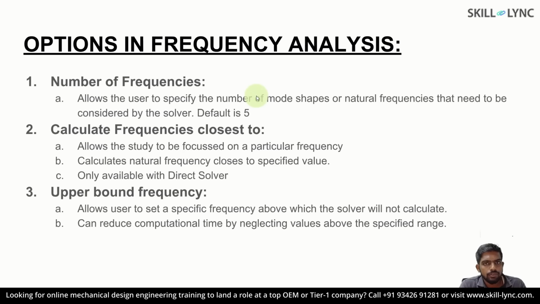SolidWorks has provided us with different options to set up our frequency analysis. The first one is specifying the number of frequencies that we want to look at. That is, for a given material under a specified load condition, we can look at n number of mode shapes. By specifying the number of frequencies we want to look at, we restrict the solver to stop at a given set of mode shapes. Secondly, we can specify the frequency range between which we want to look at the different mode shapes produced. Finally, using the upper bound frequency option, we can fix an upper limit beyond which the solver will not proceed further to find any mode shapes.